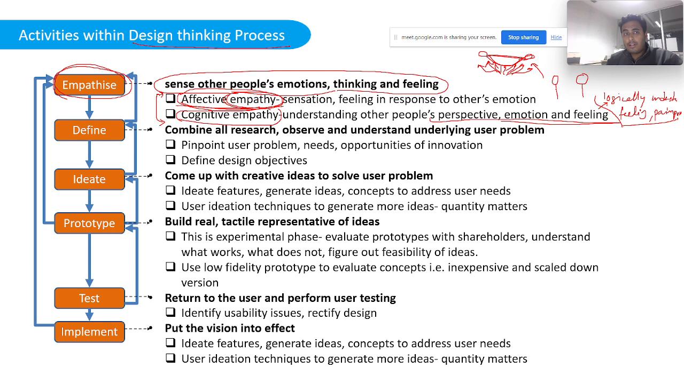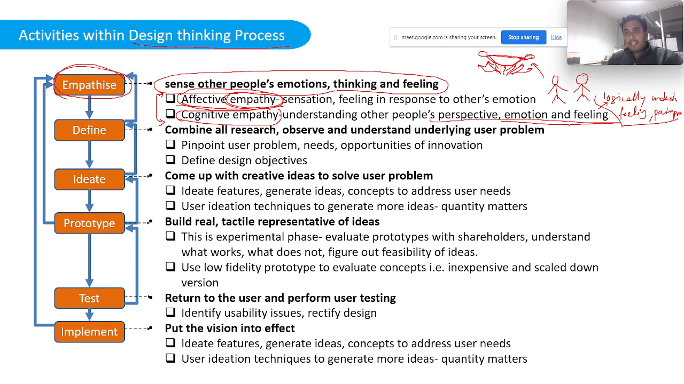So imagine you are trying to make something for your brother or for your mother. You will probably be closer to affective empathy, because the pain points or the sufferings your family member has, you can relate more closely to your own personal pain and emotion.